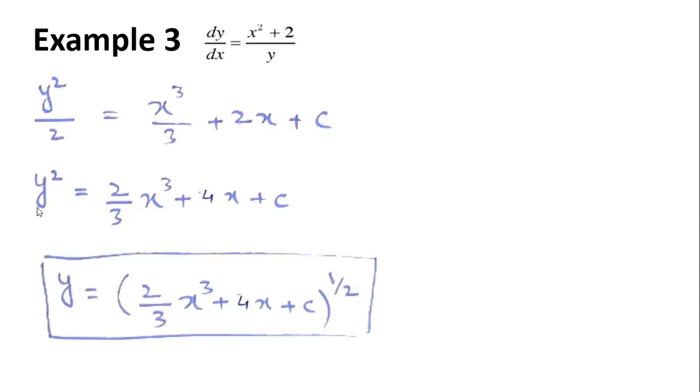Okay, finally, I will take the square root on both sides. So I will obtain y equal to the square root of 2 by 3 x cube plus 4x plus c. Okay. And this is the last example of the same fashion, where we have y prime is equal to x plus 1 over y power 4 plus 1.